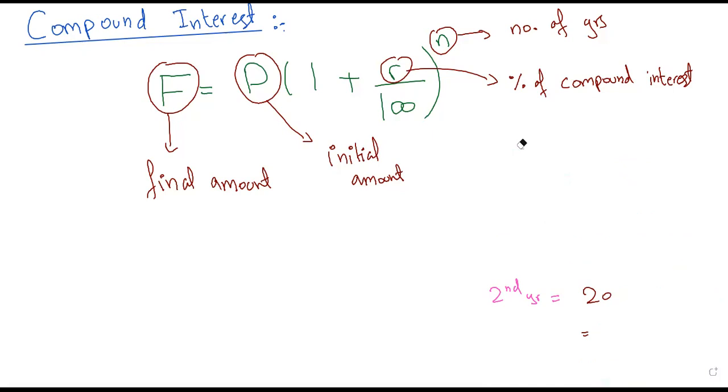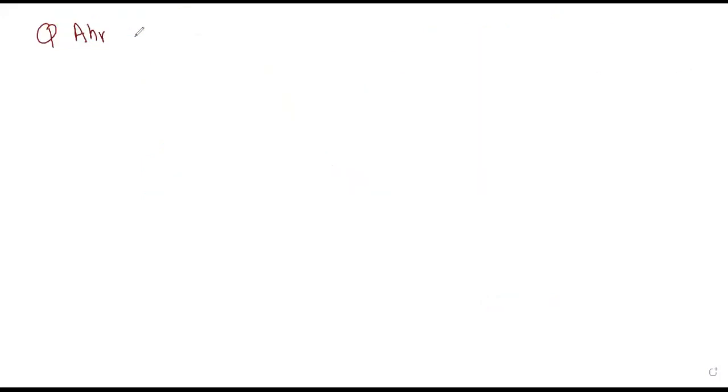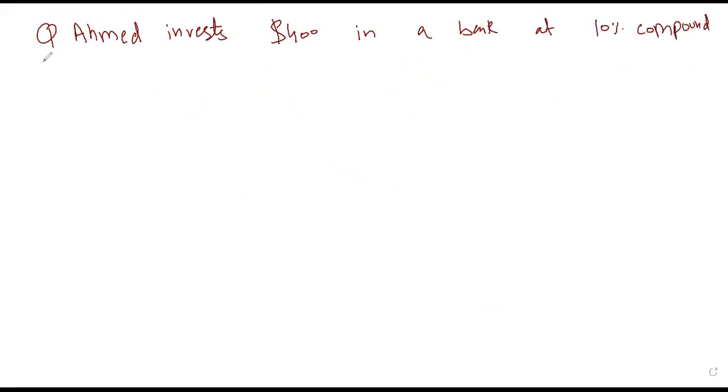And this is the only formula which we will be using. So let's write down an example directly. The question is: Ahmed invests $400 in a bank at 10% compound interest for 4 years.